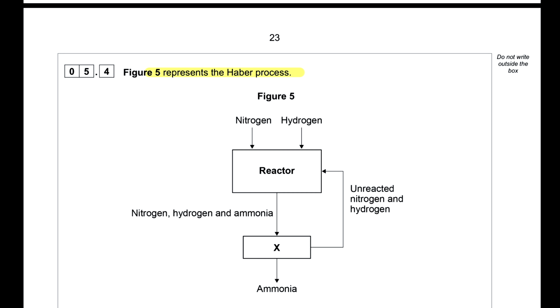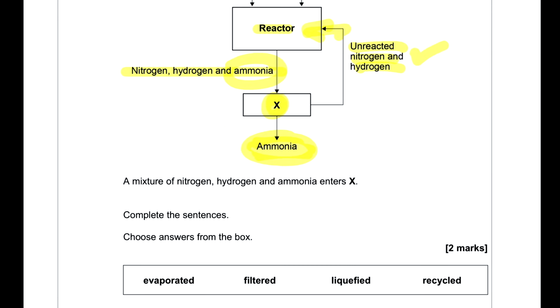Figure 5 represents the Haber process. You can see nitrogen and hydrogen coming to the reactor, and nitrogen, hydrogen and ammonia leaving it. So ammonia has already formed. It comes to the other unit where ammonia is extracted by cooling it down or by using pressure to convert it into liquid, whereas nitrogen and hydrogen stay as gas. They are put back into the reactor again, so the process can continue indefinitely.